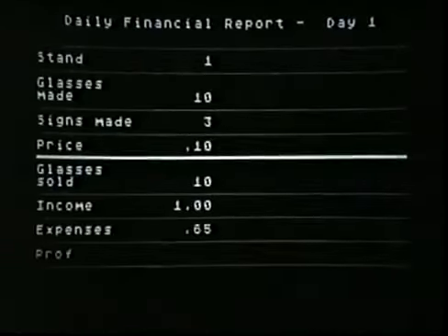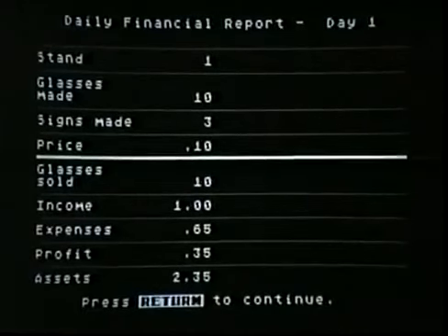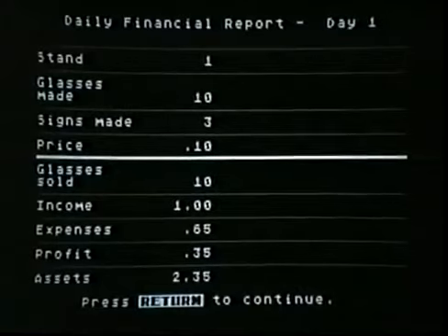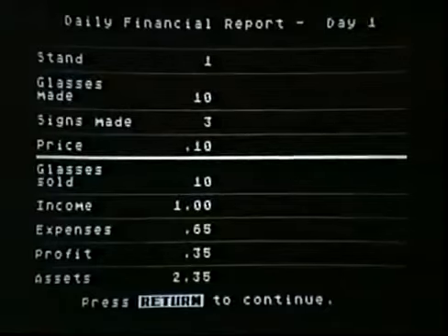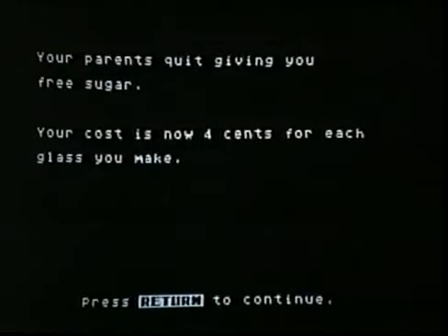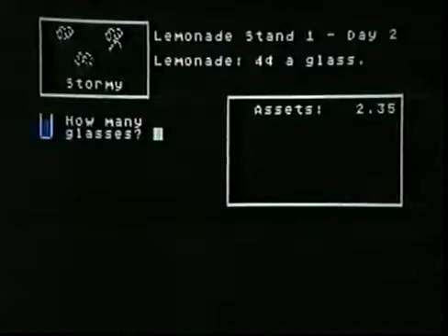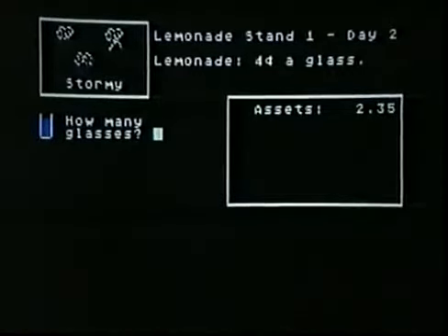So I made 10 glasses. I sold 10 glasses. Terrific. I made a profit of 35 cents. My assets are $2.35. So actually, this teaches children how to run a business, how to make business decisions. Yes, it shows them patterns and relationships between various factors. Selling price, advertising costs, the price of sugar, and so on. And of course, it also gets them to practice their math in a meaningful way.